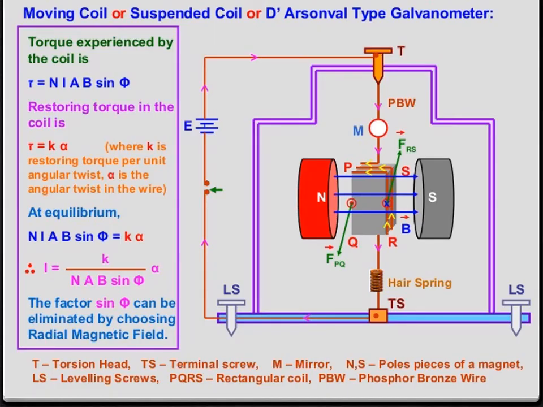Now, what is a moving coil galvanometer? Moving coil galvanometer is a device that is used to detect the flow of current in an electrical circuit. So, what is the principle applied here? When a current carrying loop is placed in a uniform magnetic field, it experiences a torque. This is its main principle. Moving coil galvanometer is used to detect the flow of current in a circuit.